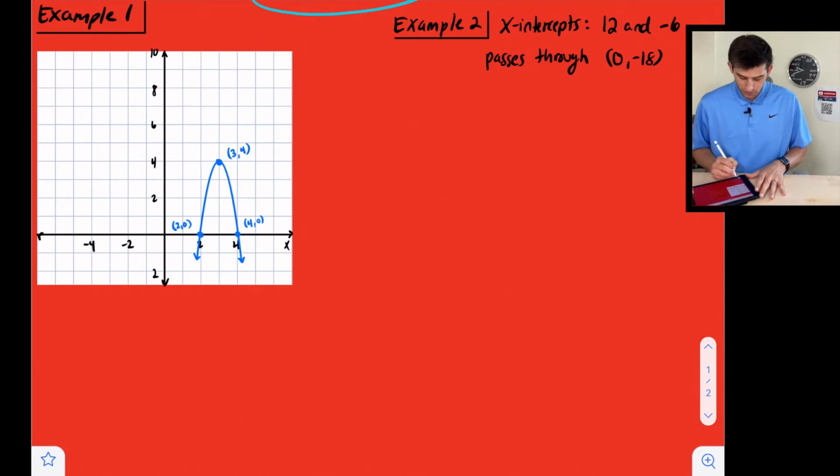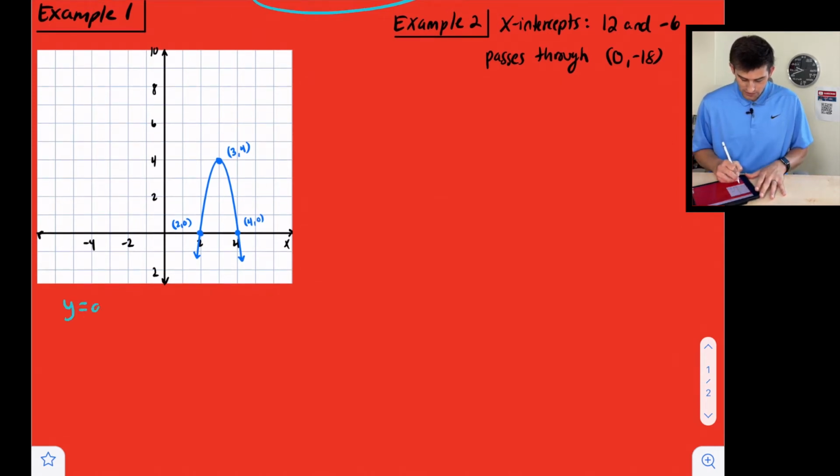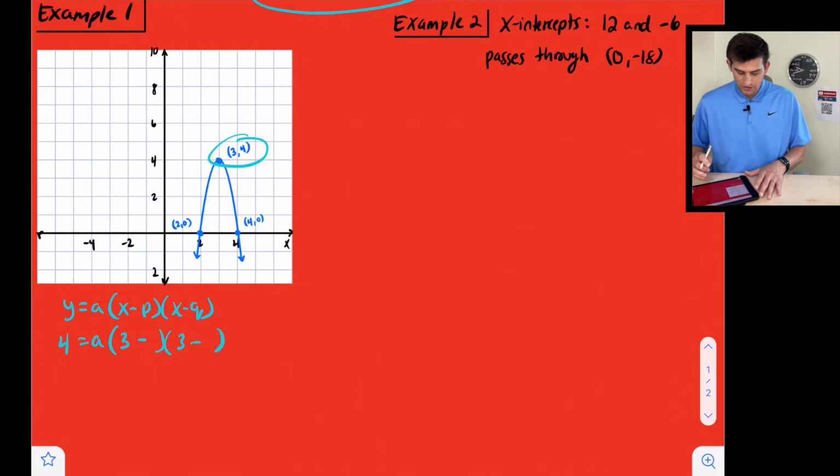So for example one, we're going to start off and write y equals a times x minus p times x minus q. And we're going to plug in our given information. So we know that our point that our parabola passes through, well, in this case, it's our vertex, that's fine. That's going to be our x and y, so that's right here. So we can plug in 4 for y, and we can plug in 3 for x. Okay, so now for p and q, those are our x-intercepts. So we have a (2, 0) and a (4, 0). So we're going to plug in a 2 and a 4.